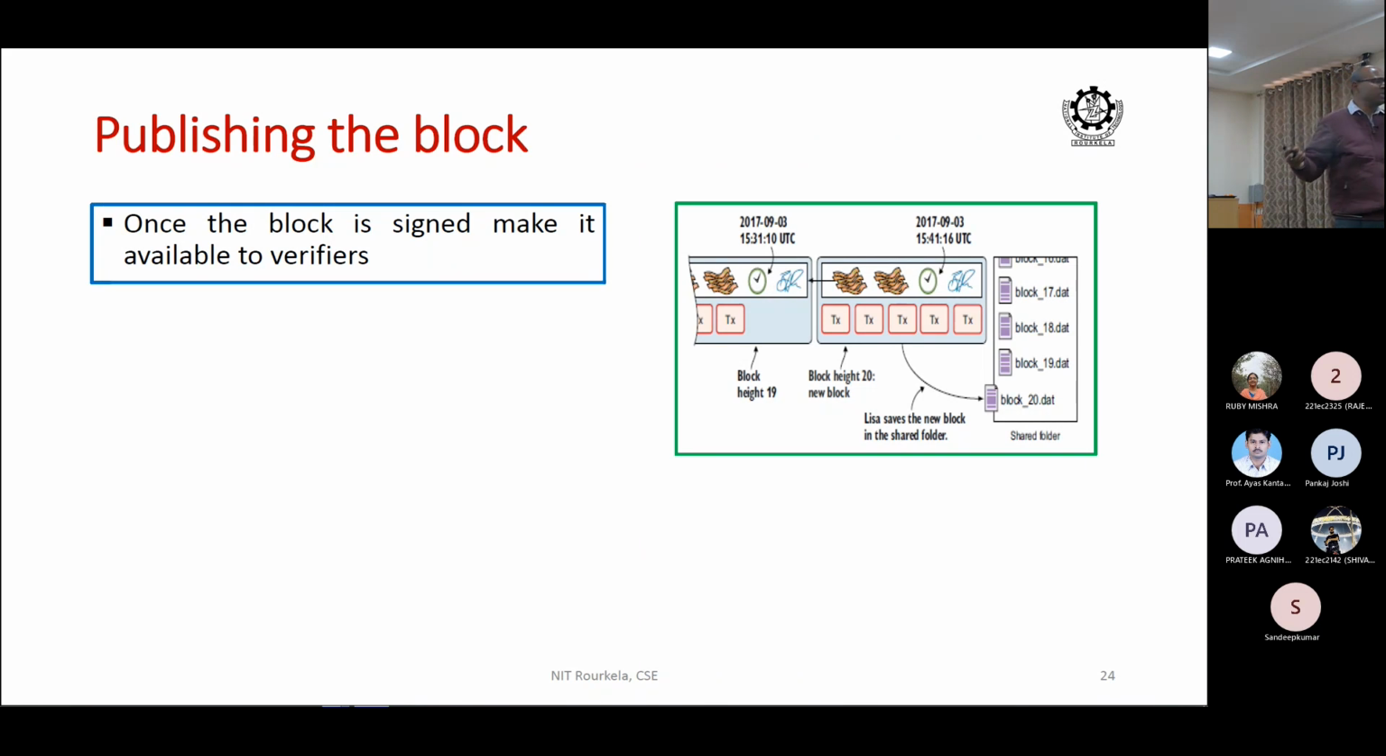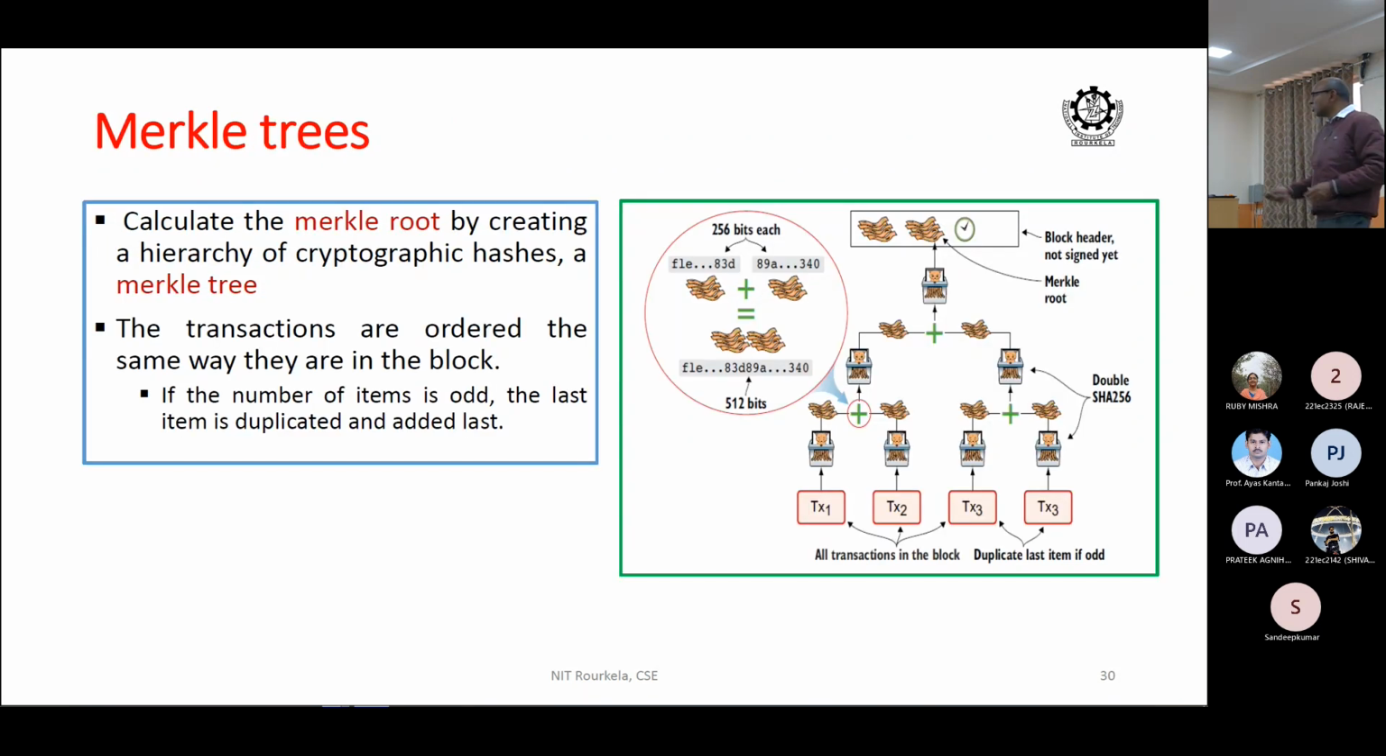Many may be doing the same thing. There may be many miners doing the same job. So this has to be accepted by most of the miners. If most of the miners accept this, then the block is added to the chain. Otherwise, the block is not added to the chain. So let's look at how this Merkle root is created, and this is where the integrity is maintained.